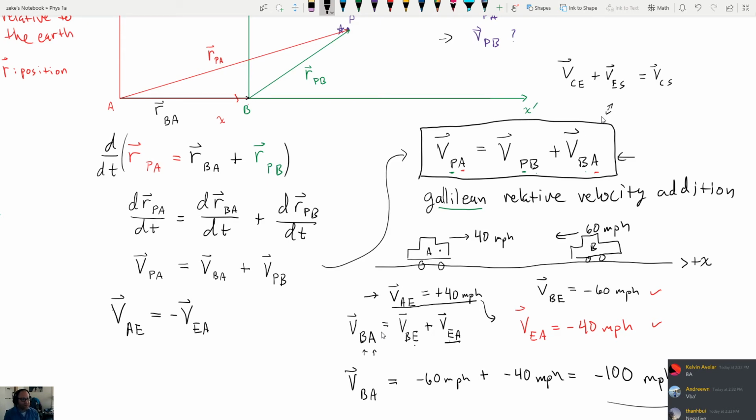There are also relative accelerations. They work exactly the same. We will see those show up in the next chapter. But there we go.